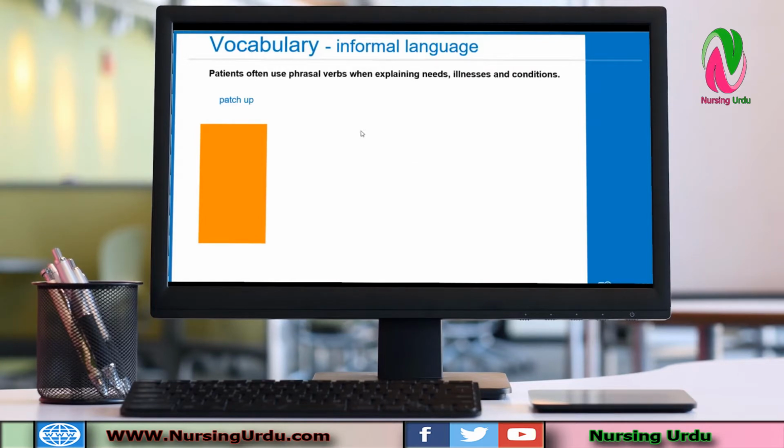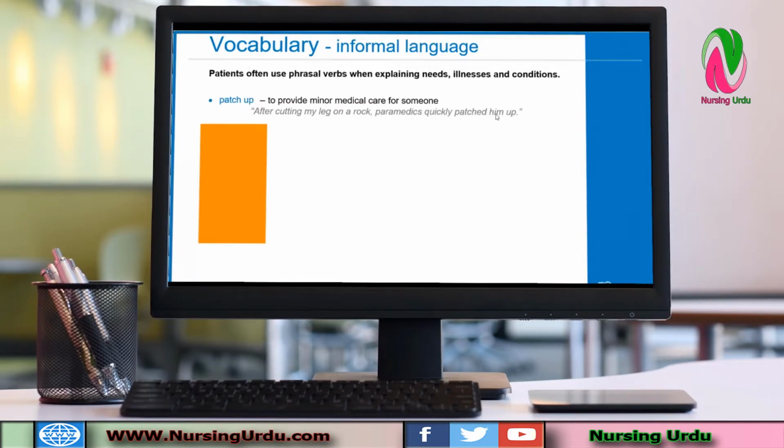Okay, some of you are close. Let's have a look. Providing minor medical care for someone. So the example given here: after cutting my leg on a rock, paramedics quickly patched me up.